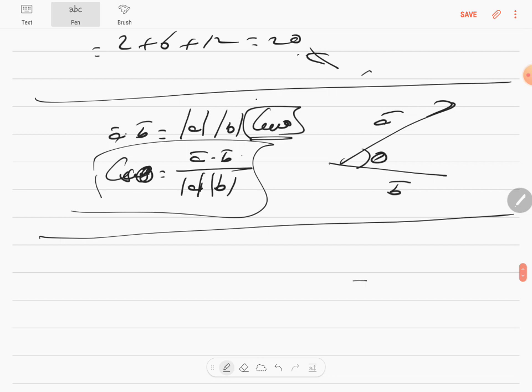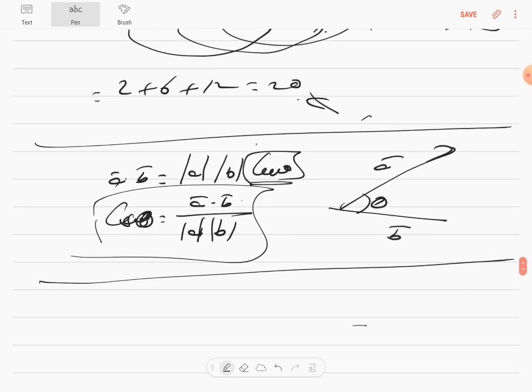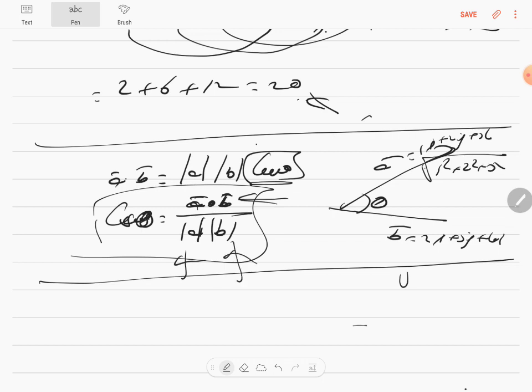So how do you find this A vector dot B vector? I told you, you can only dot. A vector will be 1i plus 2j plus 3k, and B vector will be 2i plus 3j plus 4k. And you can only dot an i and an i, j and a j, k and a k. So you'll get this. And you know how to find the magnitude of A, which is root of 1 square plus 2 square plus 3 square. What is the magnitude of B? Root of 2 square plus 3 square plus 4 square.